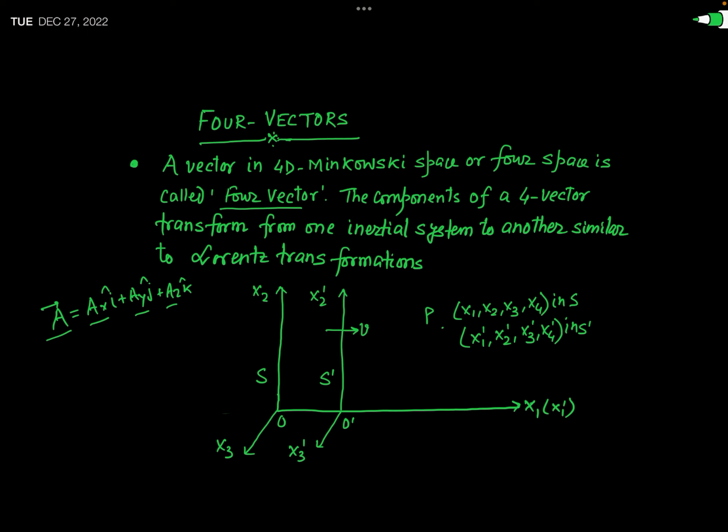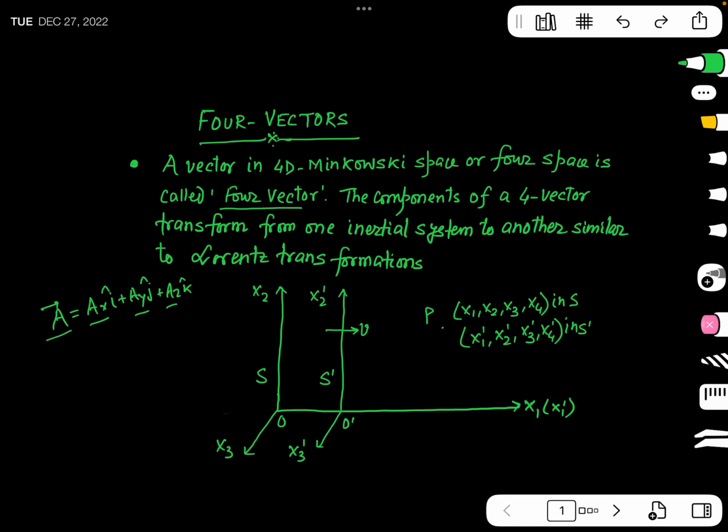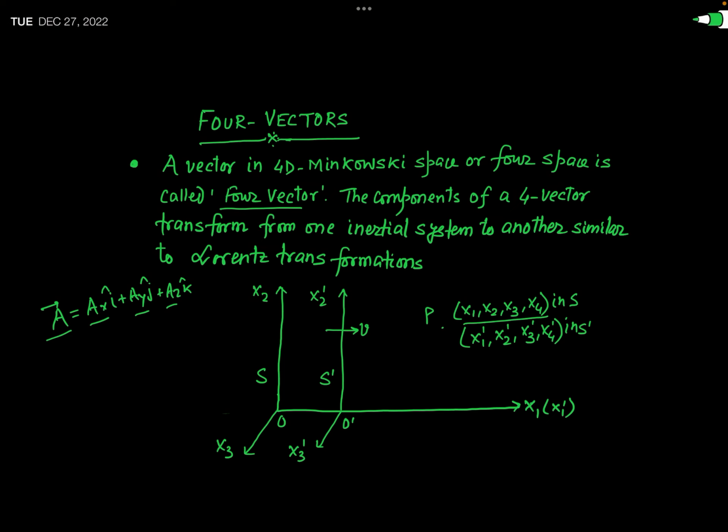You have learnt the Lorentz transformation in the previous lecture. I am just repeating it here. You have seen that if the components of the position four vector in S frame are in fact x1, x2, x3 and x4, and these components in S prime frame are x1 prime, x2 prime, x3 prime and x4 prime. Okay, I have shown these two inertial systems here. You can see the figure.